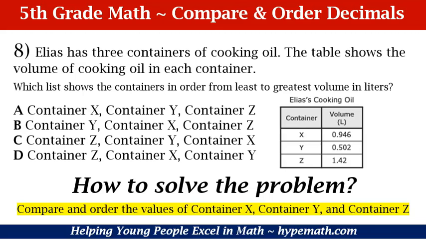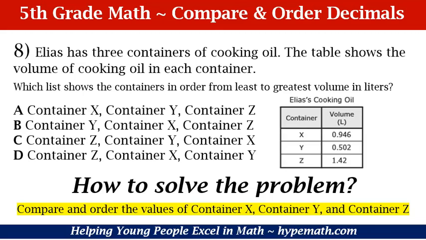So the testing strategy is, now that we discovered container Y is the smallest number, let's eliminate, cross out, or X out any answer choice that does not have container Y as the first container, because we already know it's the smallest container. That is how our answer should start off. It should say container Y. If it doesn't say container Y first, the other ones are wrong. So that's the testing strategy, right?